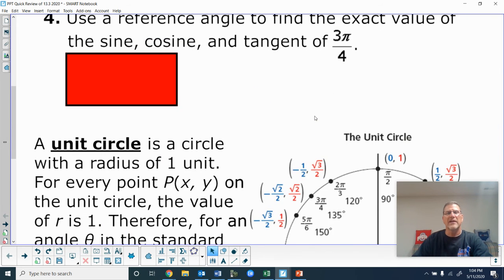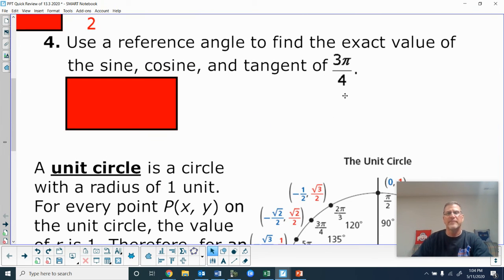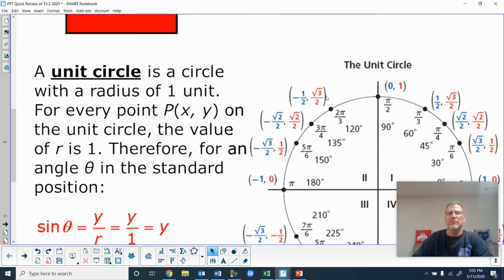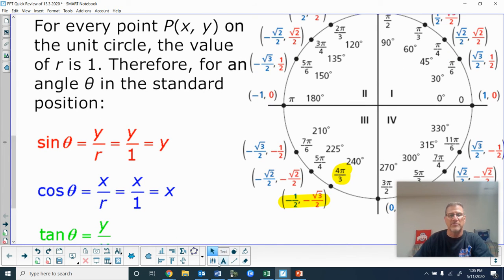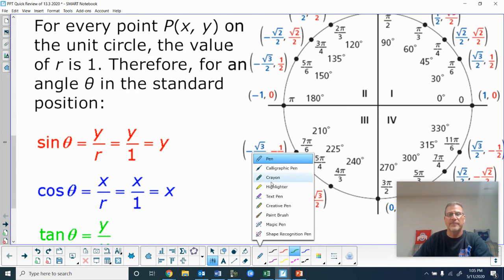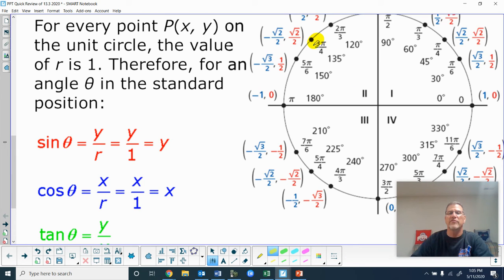Number 4 is asking us to find 3 of the 6 trig values for 3 pi over 4. So let's find out where 3 pi over 4 is. There it is in the second quadrant. I'll erase this one and go back to our highlighter and highlight 3 pi over 4, which is 135 degrees. And here's our ordered pair.